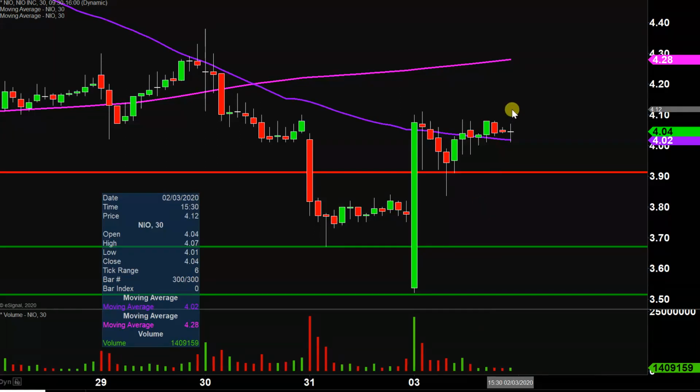Well, today was an absolute crazy day. I mean, the first 30 minutes was, if you've ever heard of a bullish engulfing candle, this right here is a perfect example of a bullish engulfing. I mean, there was a nasty, nasty gap down.